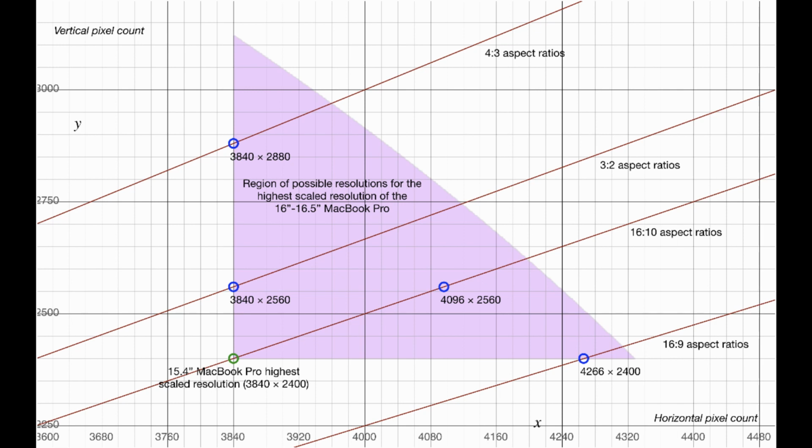So getting back to this chart that has a lot going on, right now the 15.4-inch MacBook with its maximum scaled resolution 3840 by 2400 is in that bottom left quadrant. And then we have lines going across diagonally, 4 by 3, 3 by 2, 16 by 10, 16 by 9, which state the various possible resolutions, and those lines intersect with potential resolutions that are in that area that have the proper PPI for 16 to 16.5 inch displays. So the blue circles are some of the ideas that we have, and this is obviously not exhaustive. Our entire realm of possibilities is that purple area.